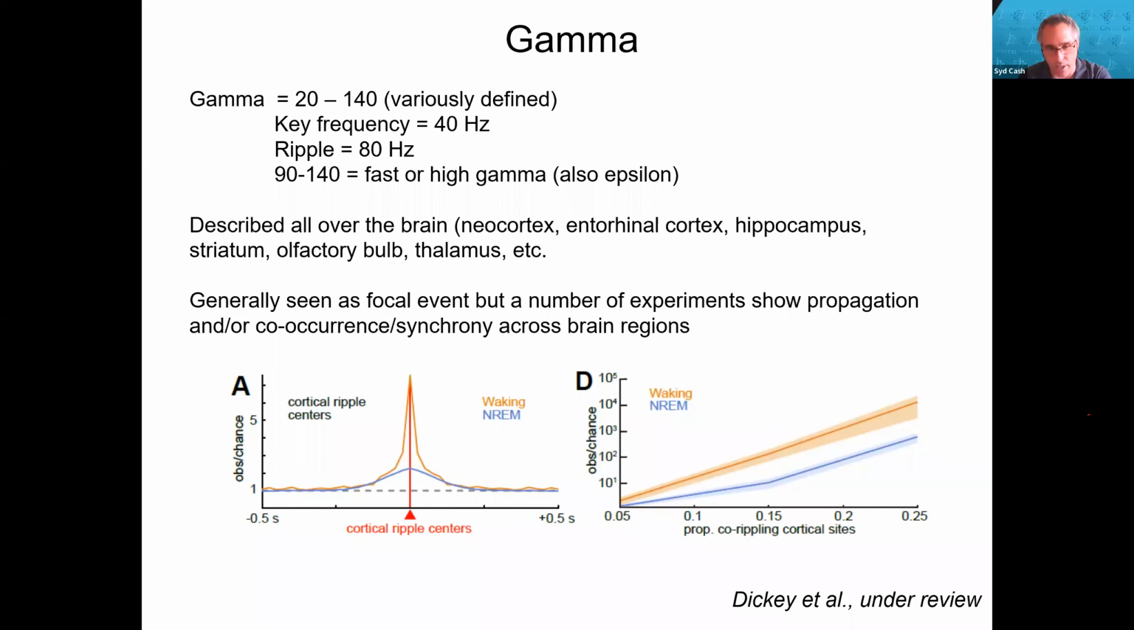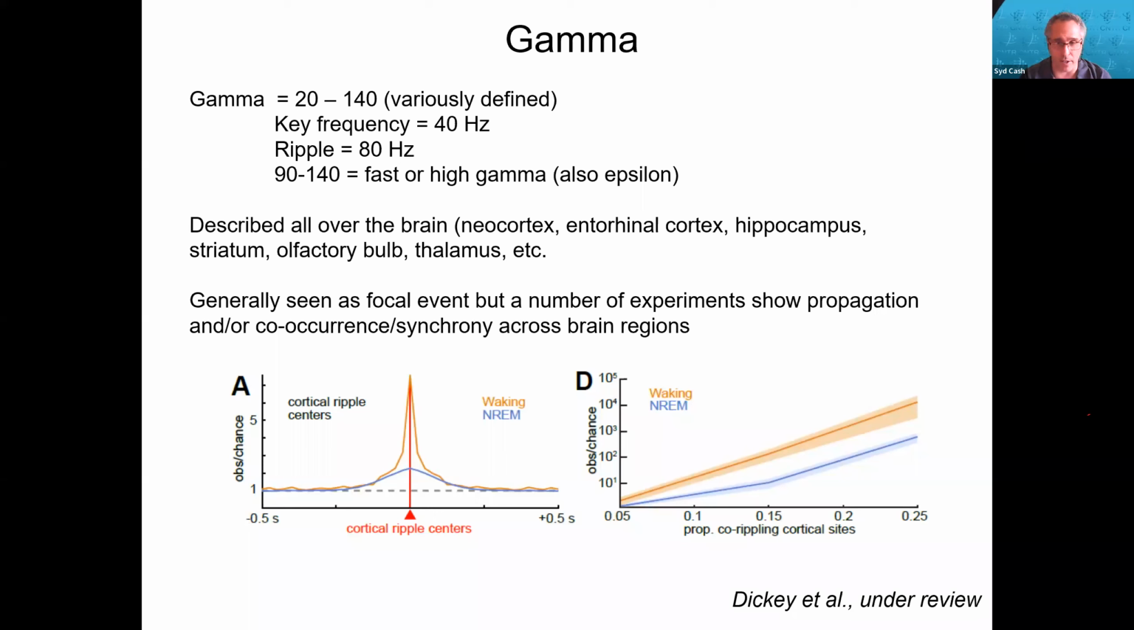Finally, or almost finally, we'll get to gamma. Gamma band activity is in the higher range. It is very variably defined. It goes from 20 hertz or 40 hertz or 30 hertz up to around 140. The key frequency was originally 40 hertz range. There's also a ripple band that people talk about at 80 hertz. And then there's fast or high gamma, also called epsilon, above 90 hertz or above 80 hertz.